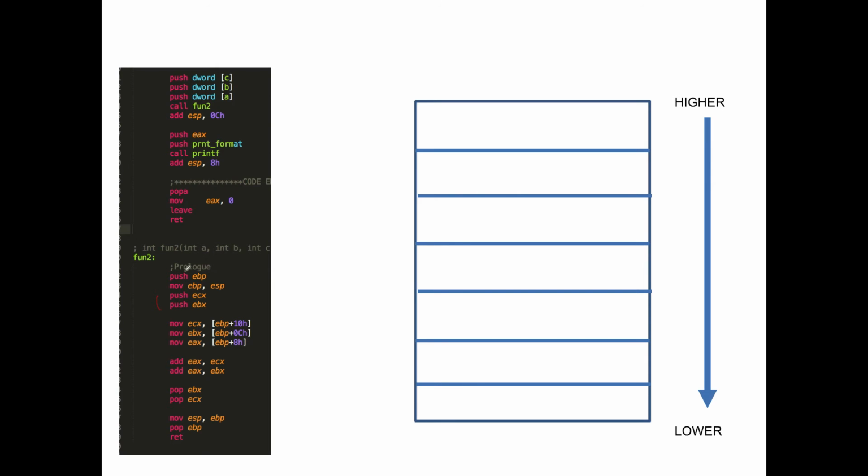Okay, so after the prologue executes, I'm going to push ECX and EBX onto the stack. So you can see, as previously, we push some values on. This is a function that accepts 3 arguments. We have the call to function 2, so this will be our return address. Okay, and now we get to execution right here. So we're going to push on the old EBP, and we're going to move ESP into EBP. So EBP is pointing here, and right now ESP is pointing here as well.